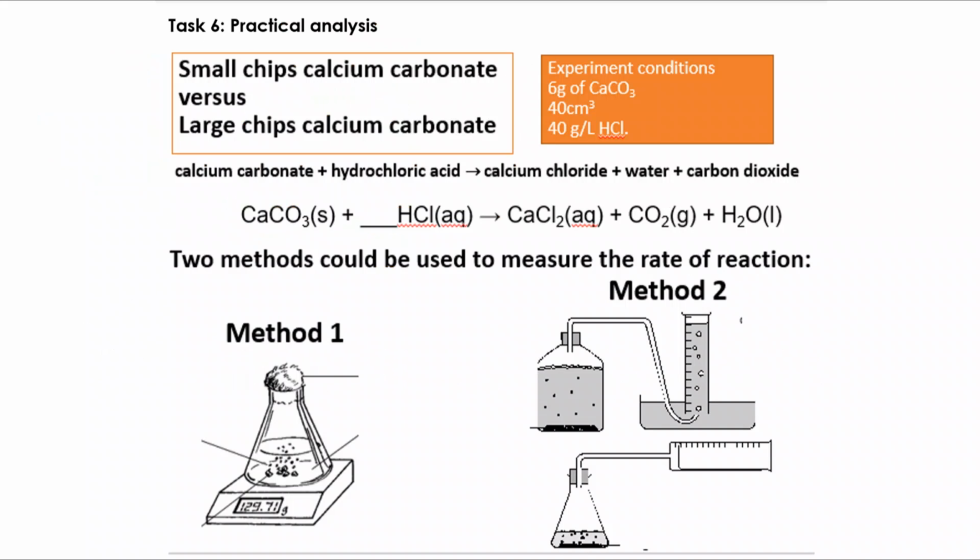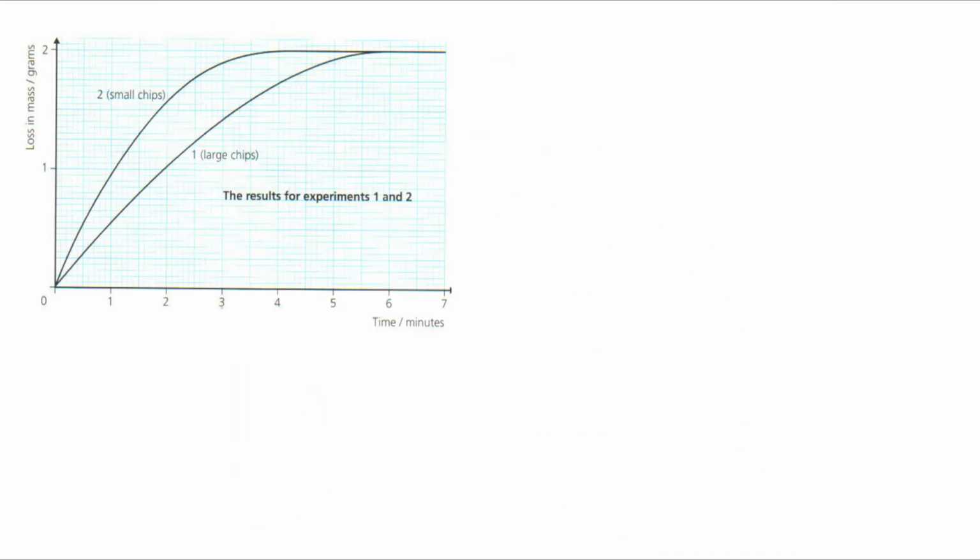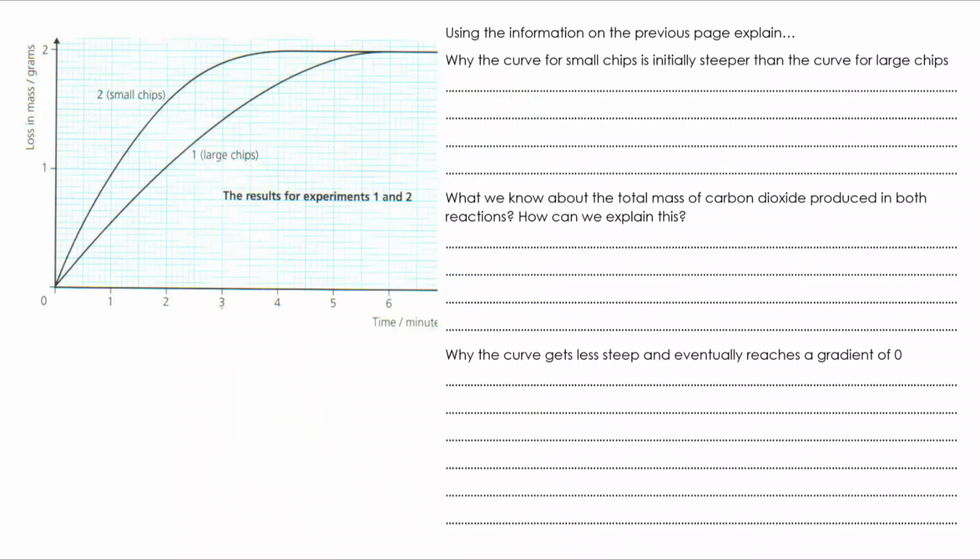So the most important thing here is the results actually. I'm going to show you the graph. Remember, we use the same mass of small and large chips, same volume and concentration of acid, and this is the results that we got for experiment 1 and 2, and the small and large chips are highlighted. I want you to have a go at answering these questions. Unpause when you're ready, and we will review the answers.